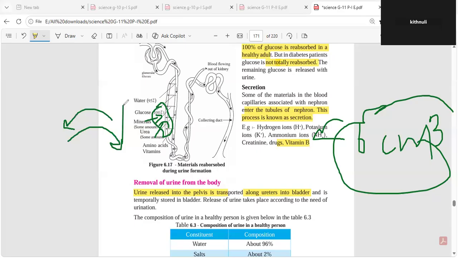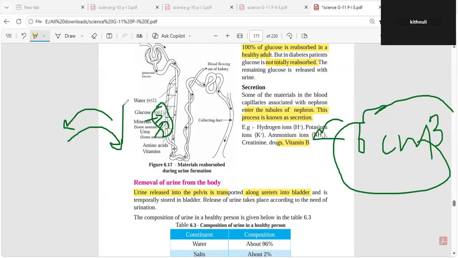nephron එකට. Right? Hydrogen ions, potassium ions, ammonium ions, creatinine, drugs, vitamins. එතකොට urine වල මේ ටික තියෙනවා. Right? Urine වල hydrogen ions තියෙනවා, potassium ions තියෙනවා, හරි? Ammonium ions තියෙනවා, creatinine, right? Sorry, creatinine, not creatine.